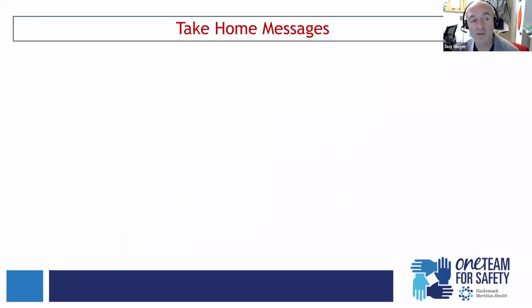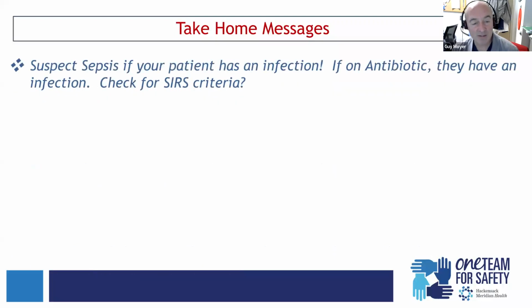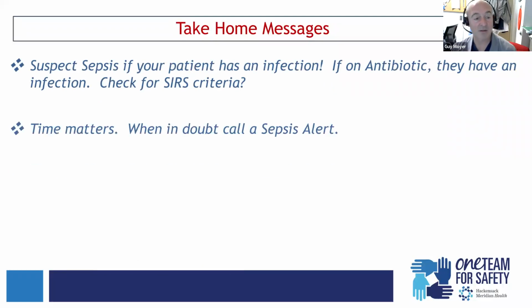So what are your take-home messages? Suspect sepsis if your patient has an infection. If they're on an antibiotic, then they have an infection. So then you want to start looking for your SIRS criteria, and you want to start your education and your discharge education related to sepsis.